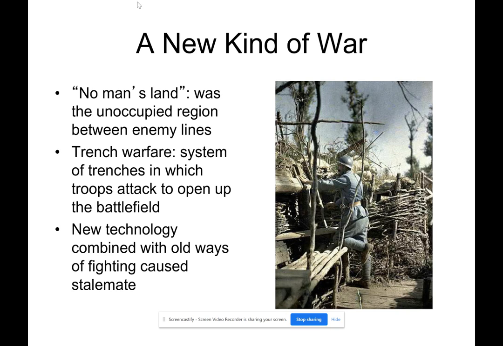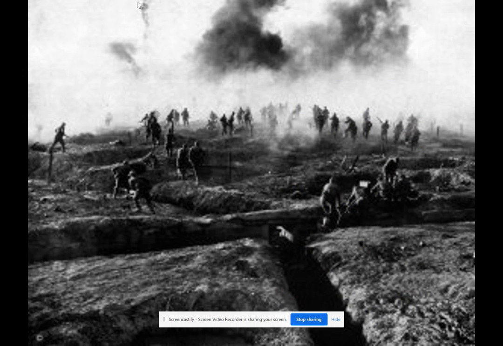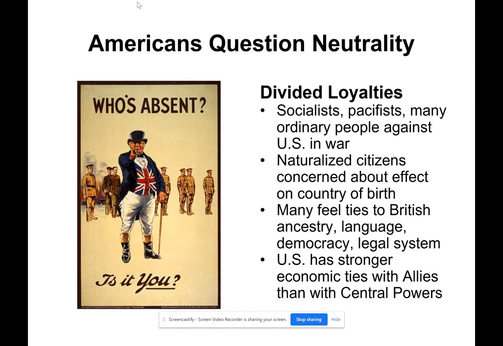So no man's land, like I said, is the occupied region between enemy lines. Trench warfare was a system where troops would attack and open up the battlefield by coming up out of the trenches. New technology and old fighting cause a stalemate. So this is an image of what a battle would look like, and you can see the trenches and the people climbing out of them.